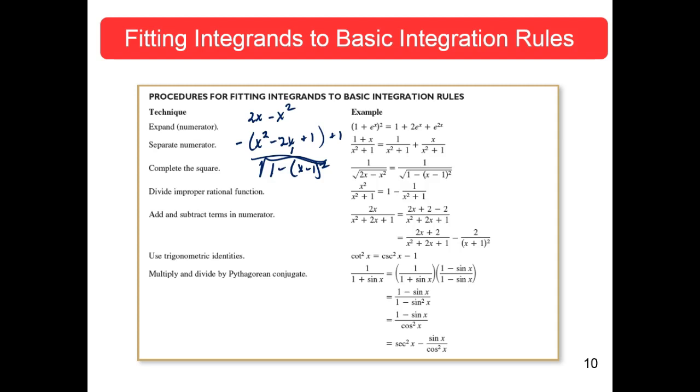So, in other words, try something. See if you can get the form that you were originally given into a form more like one in the table. That's what they mean, fitting integrands to basic integration rules. Get one that fits the basic integration rule, and then you can go with it.